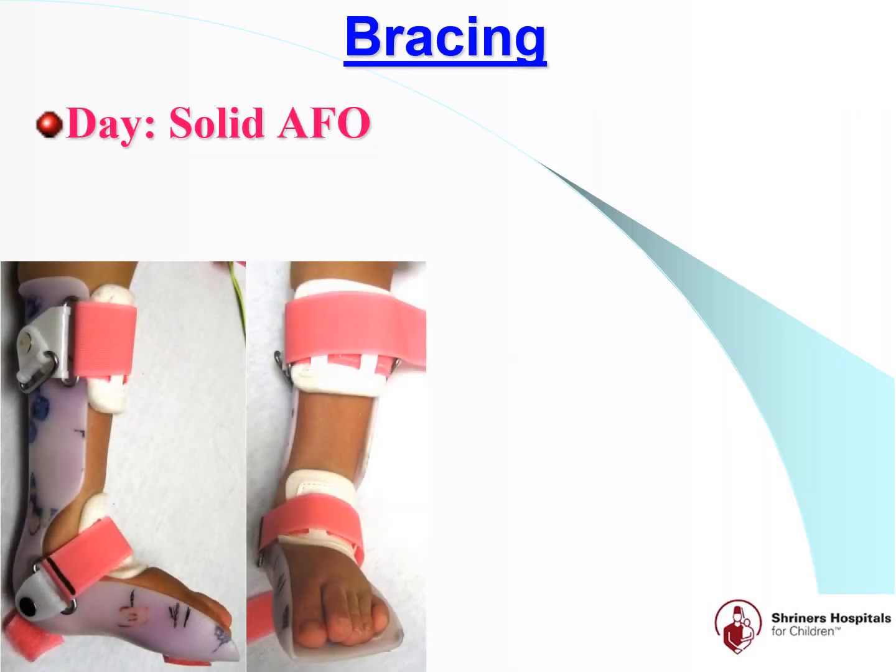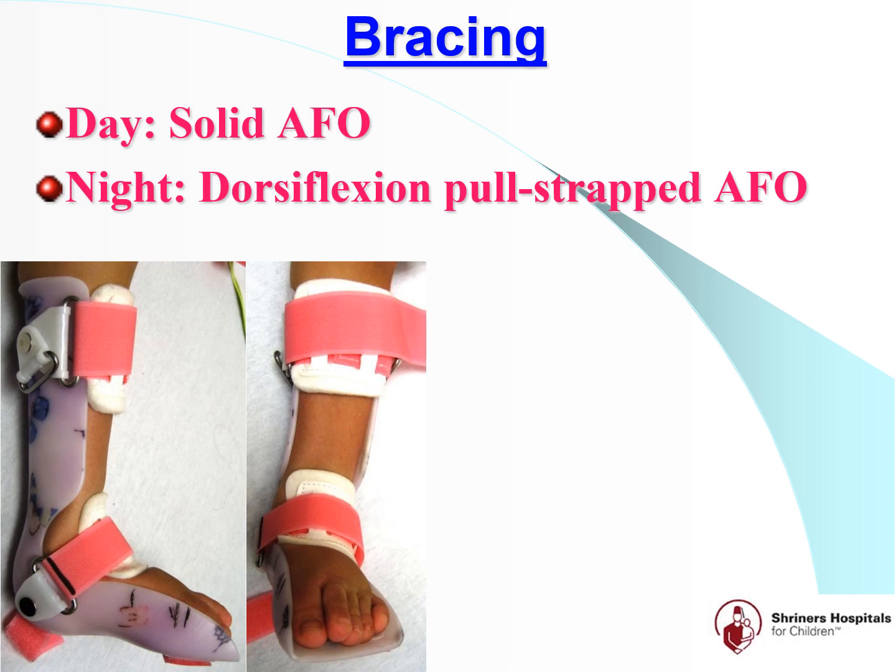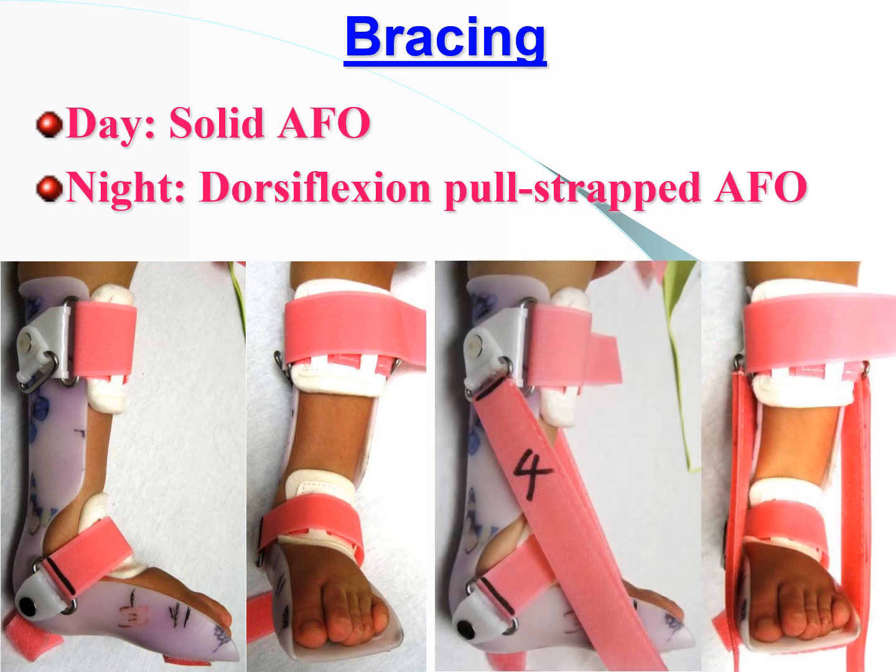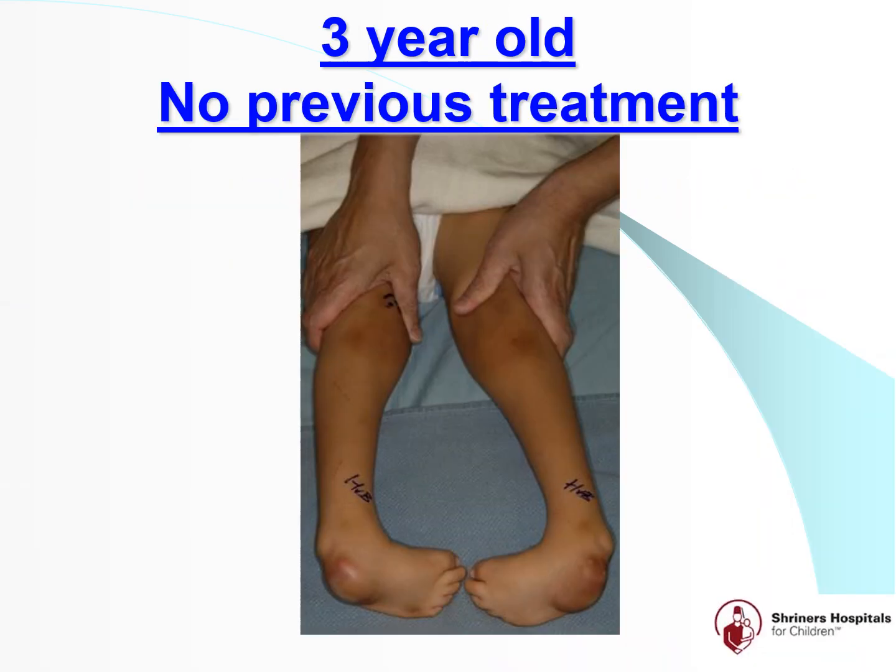Instead, we'll use a brace like this, known as an AFO, that is cut back around the ankle to allow some flexibility. In the daytime, it is used for walking, and at nighttime, we have put pull straps to stretch out the Achilles tendon. Here is a 3-year-old boy with no previous treatment. You can see he was walking on these feet by the thickened skin or callus on the outside of his ankles.